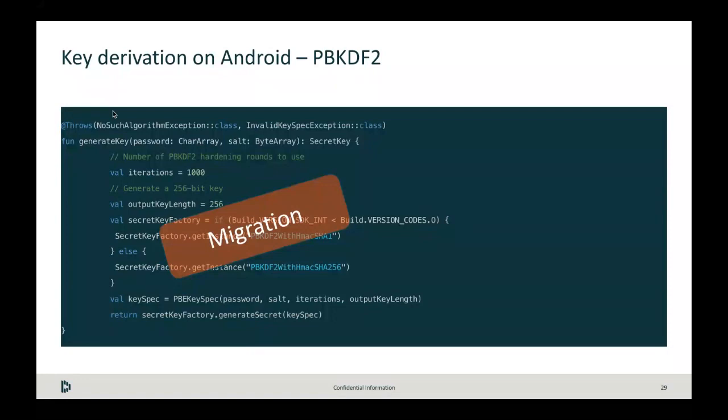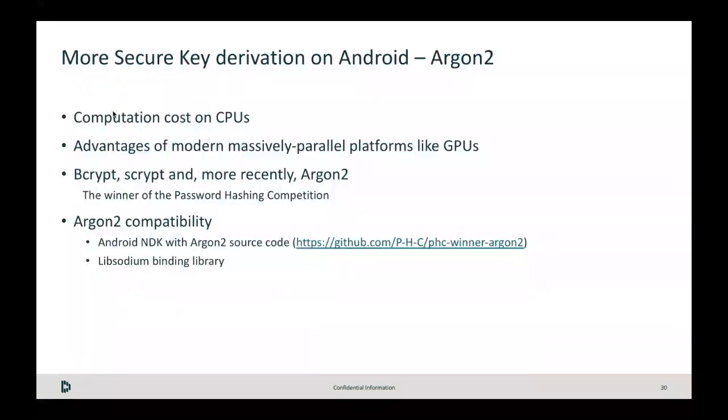More secure key derivation on Android, which is called Argon2. A good algorithm should not only enforce a certain amount of computation cost on the CPU, but should also resist the cost performance advantage of parallel platforms such as GPU and FPGA. Different algorithms have been designed specifically for this purpose. Let's take a look at how it is on Android.